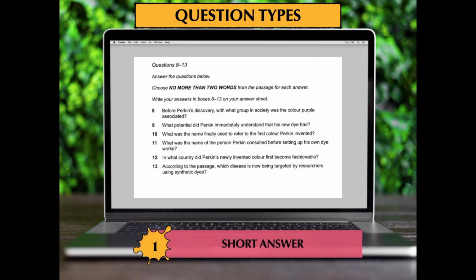Before starting to solve any question, you first need to read the instructions. I call them rules. So the rule for this question type is choose no more than two words from the passage for each answer. You have to stick by the rule that is being given or being displayed above the question. Now I will wait for you to watch the question type and have a brief idea about it.